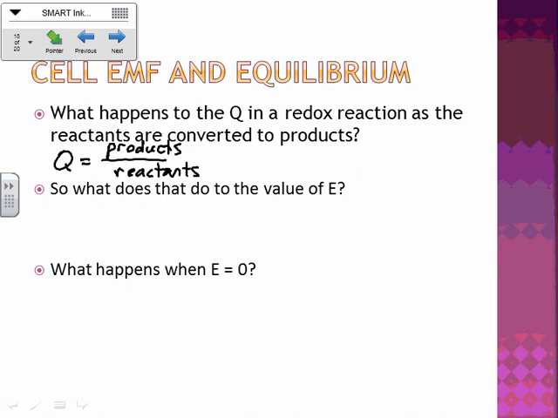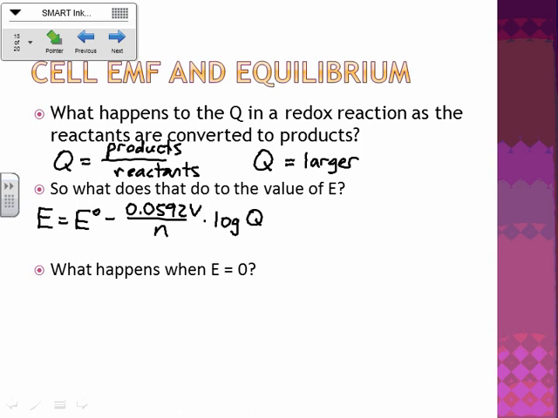So as the reaction proceeds in a redox, and we go from the reactants to the products, what's going to happen to Q? Q is going to get bigger. It's going to increase, okay? So then what does that do to the value of E? Again, thinking about the Nernst equation here, E equals E0 minus 0.0592 volts over n times the log of Q.